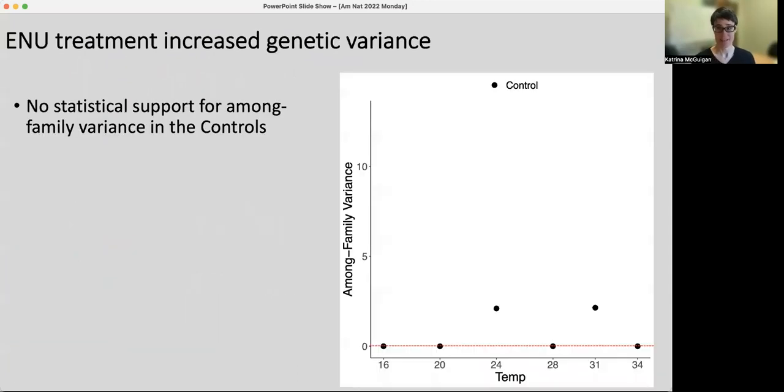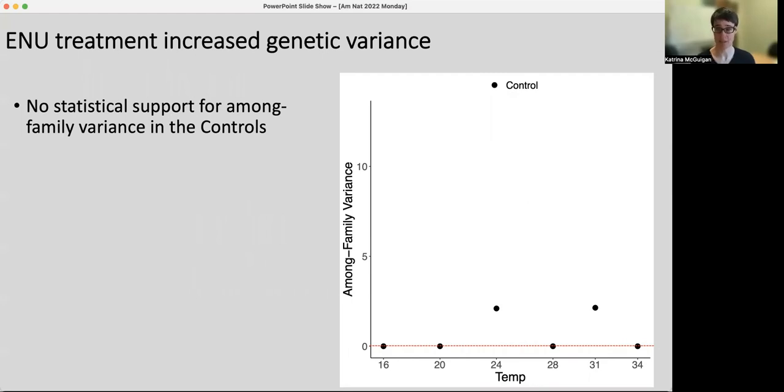Okay, so the first thing that we needed to establish before we could start looking at some things that would be much more interesting was whether or not the mutagenesis treatment worked. We were aiming for a low number of mutations. Did we induce any increase in genetic variation? In this design, where we're looking at full siblings, our measure of genetic variation is the among family variance.